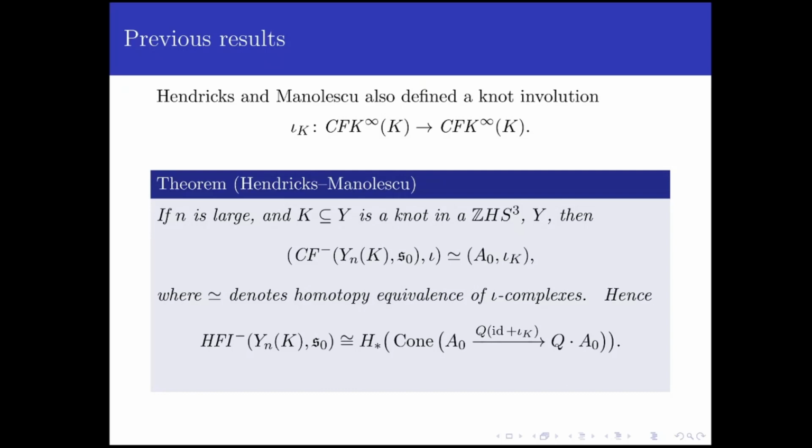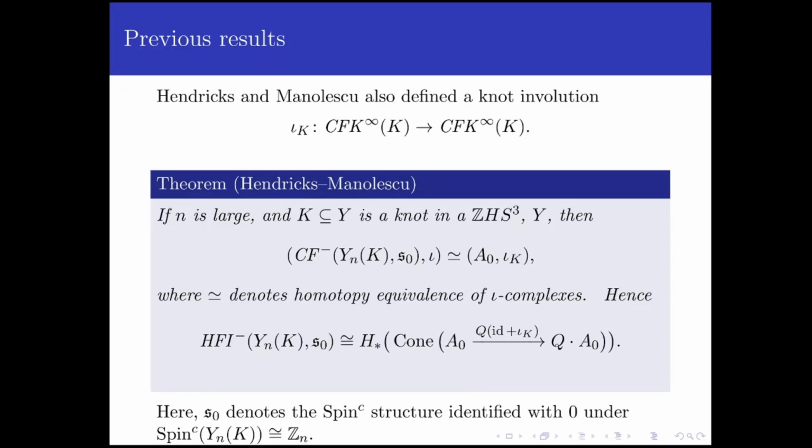And so, in particular, if you wanted to compute the involutive Floer homology, this would be the cone from A0 to A0 of 1 plus iota K. And here, S0 denotes the spin C structure identified with 0 under an isomorphism from spin C of Y_n to Z mod n.